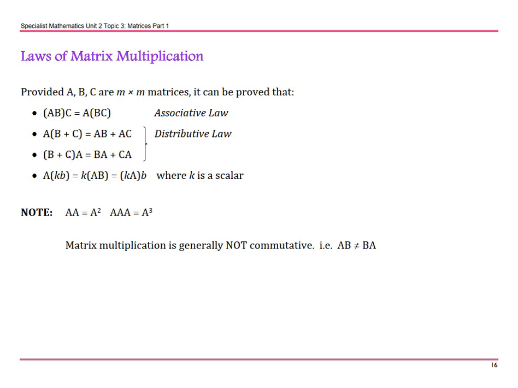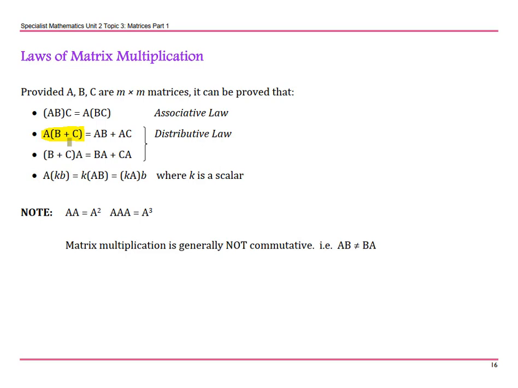In my distributive law, A bracket B plus C is the same as AB plus AC. Remember that A is first, the order matters. In this case, you would be better off, or quicker, doing that B plus C first. But remember, it's A times B plus C, not B plus C times A.